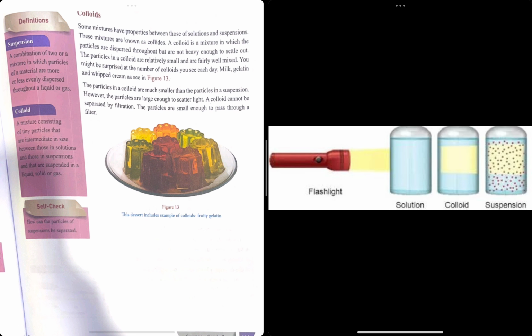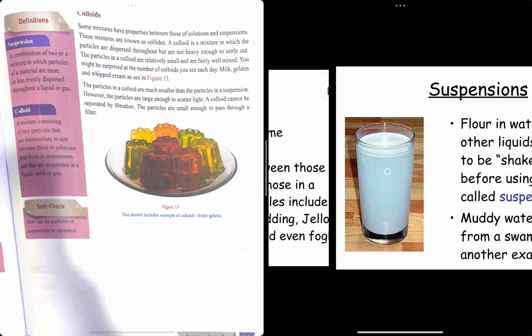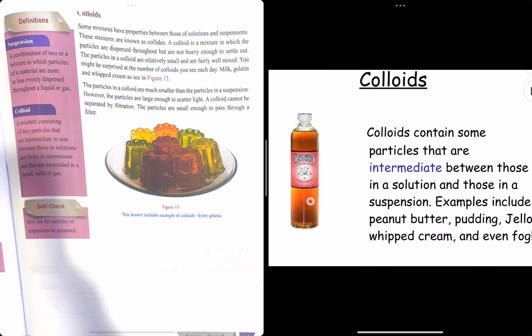If I want to compare suspensions with colloids: in suspensions, larger particles settle over time and can be filtered. Colloids have smaller particles, they stay mixed and cannot be filtered. Okay?